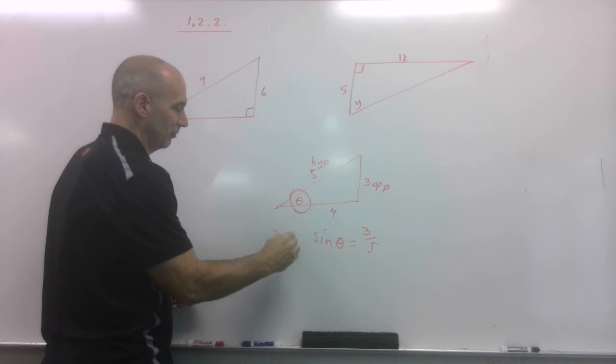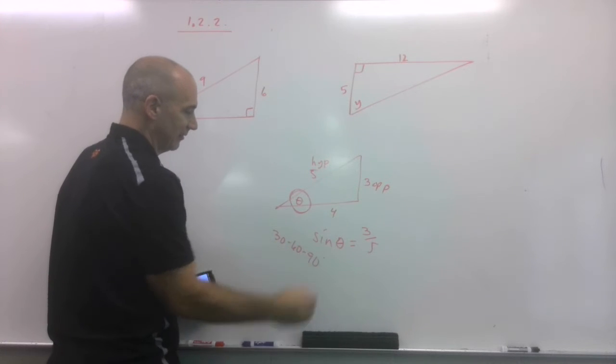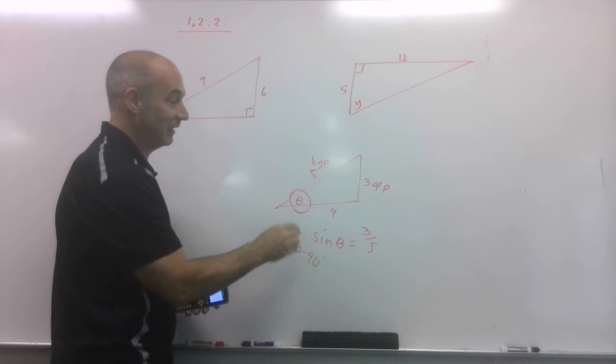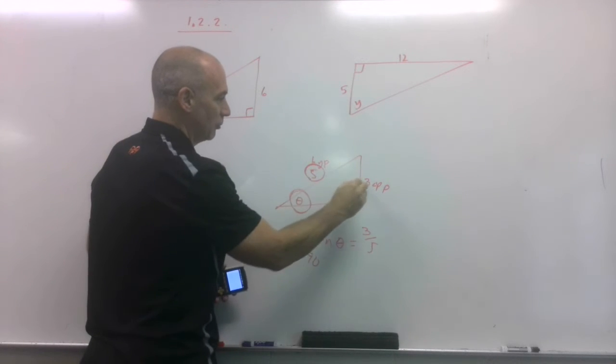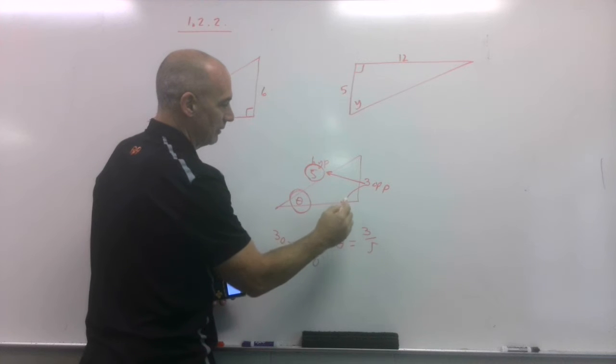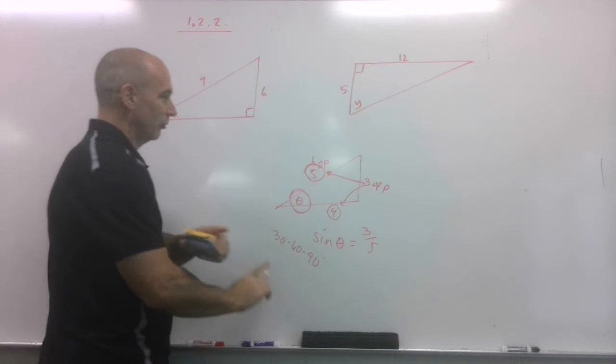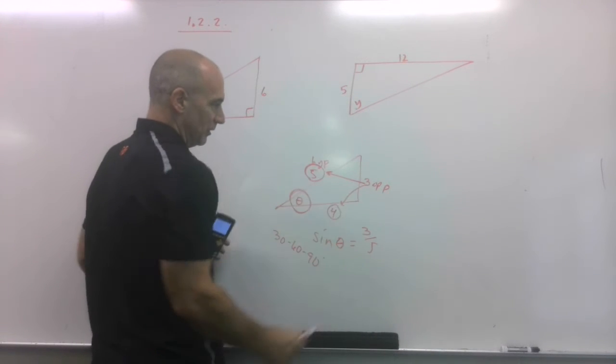Now, don't be so quick to think that they're all 30, 60, 90s. In fact, it's not. If it was, if that's 3, wouldn't that have to be a 6? Because you double it, and wouldn't that have to be the 3 square root of 3? So don't just go, it looks like a 30, 60, 90.